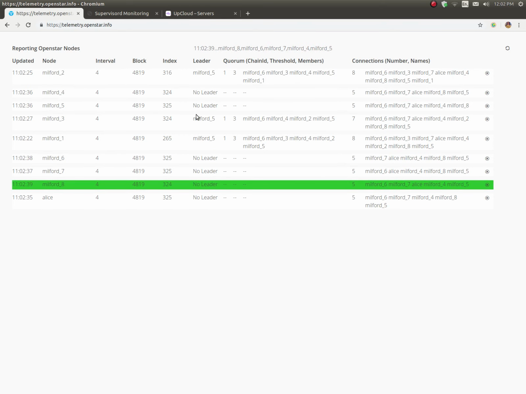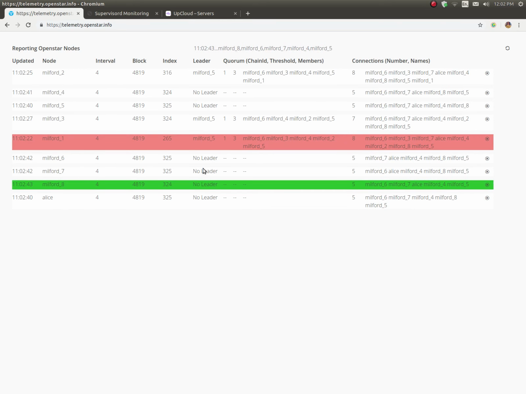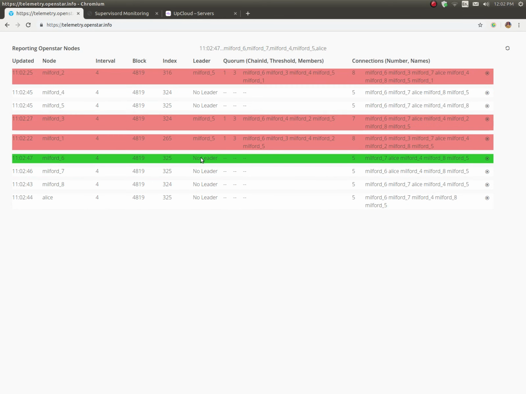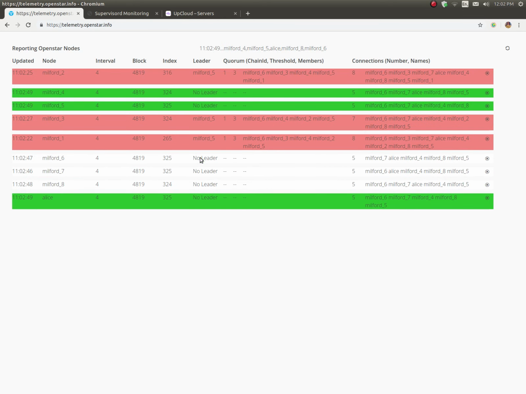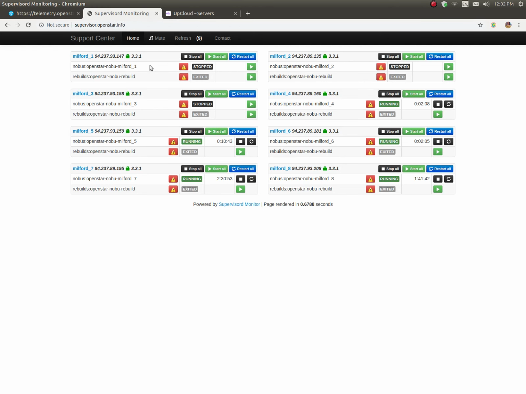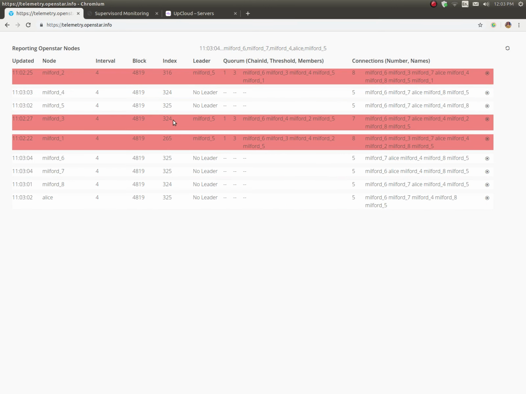So these guys are going to turn red because they're all dead. And the ones that are remaining understand that there is no leader, and so no more transactions can get processed. Now, should we start it up again? 1, 2, 3. And now we wait for another, I guess, minute.